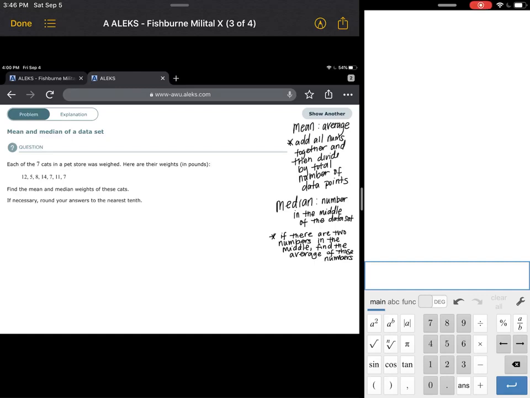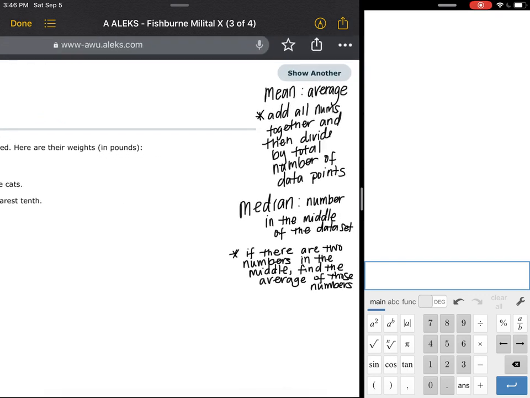Alright guys, so this video is going to show you how to find the mean and median of a data set. I have my calculator on the side because we are going to need this, and I think it's going to give you the option to use a calculator when you actually do the question.